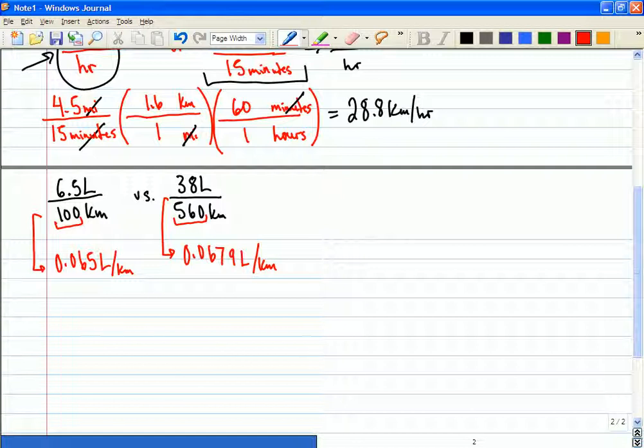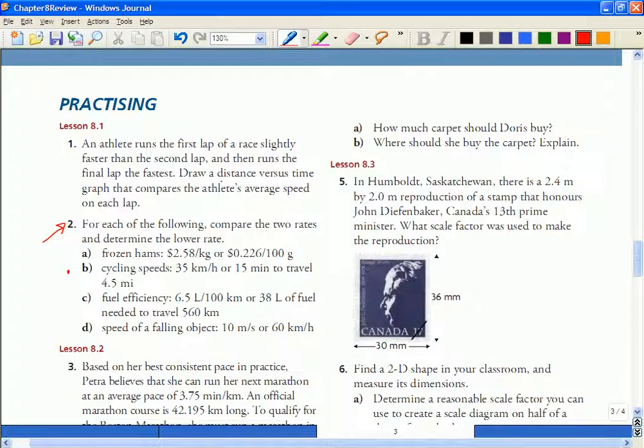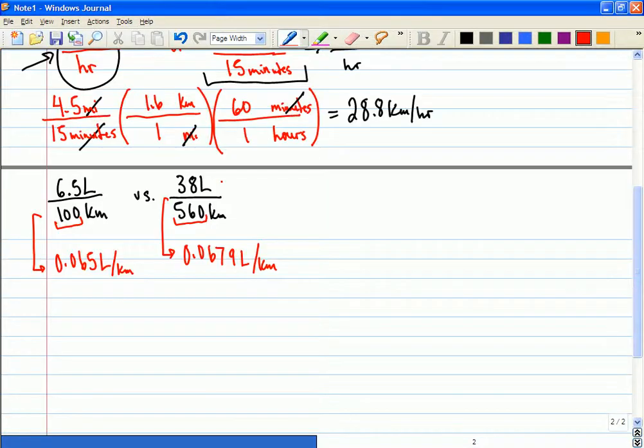Okay, so there's one more in section 8.1. It's the speed of an object. So 10 meters per second or 60 kilometers per hour. So again, I'll leave you guys to work this out. 10 meters per second or 60 kilometers per hour. Which one is faster? Okay, so which one do you want to convert? Meters per second or kilometers per hour?